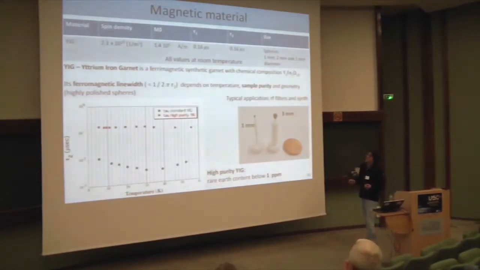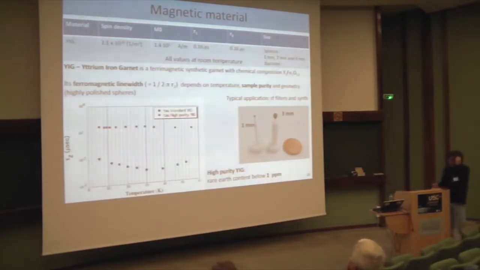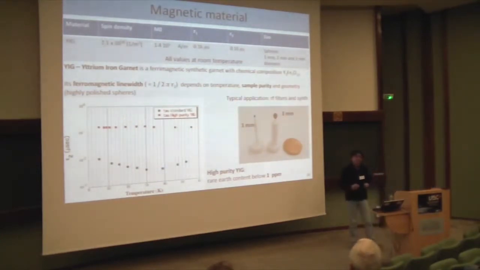So, the magnetic material. As I told you, you need a high spin density and a sharp line width. A good material, which has been studied already since the 50s, and which is actually a synthetic material, is YIG. YIG stands for yttrium iron garnet. It's a ferrimagnet with this chemical composition. And normally it comes in spheres, and I'll tell you why, in spheres which are highly polished.